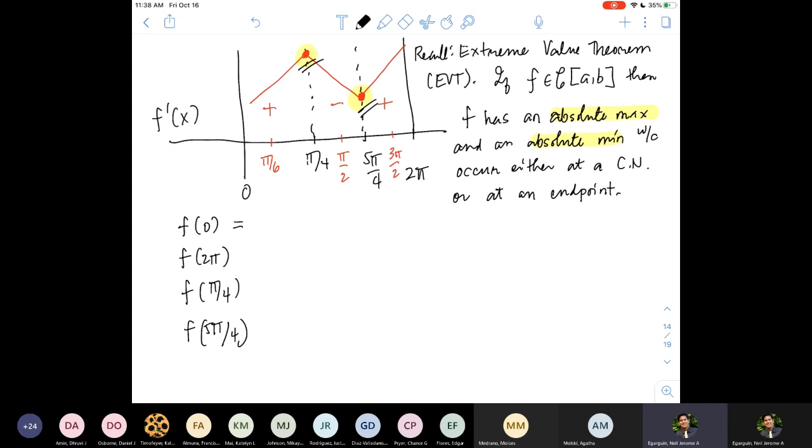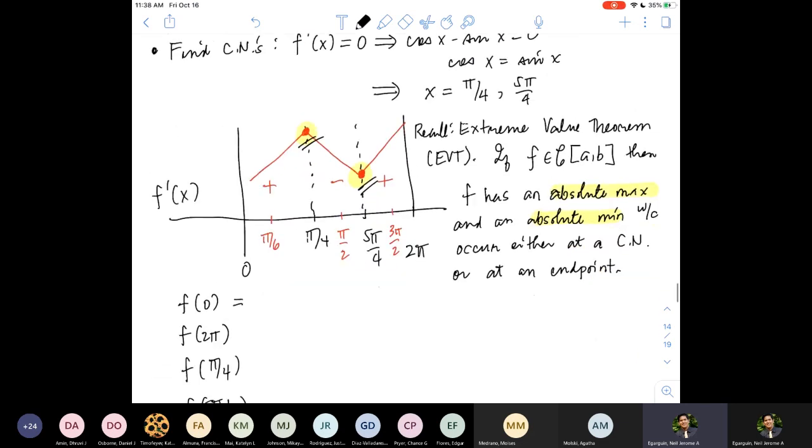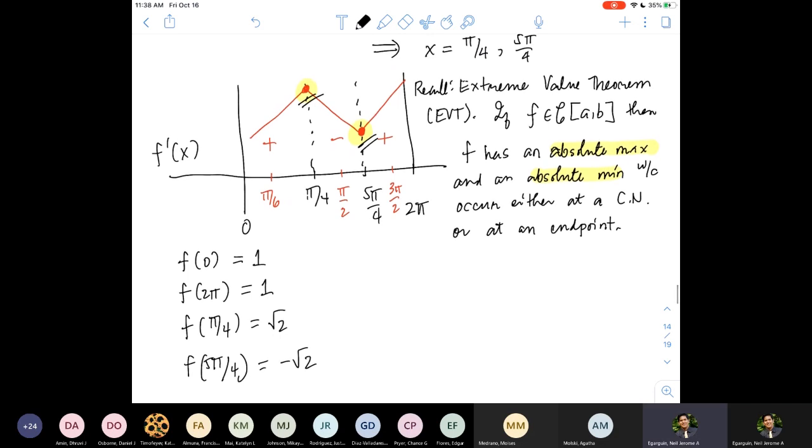So what is f of 0? If we plug in 0 into the function f, we get 1. If we plug in 2 pi, we also get 1. If we plug in pi over 4, we'll get square root of 2. If we plug in 5 pi over 4, we'll get negative square root of 2. Okay, so these 4 values were obtained by plugging into f.